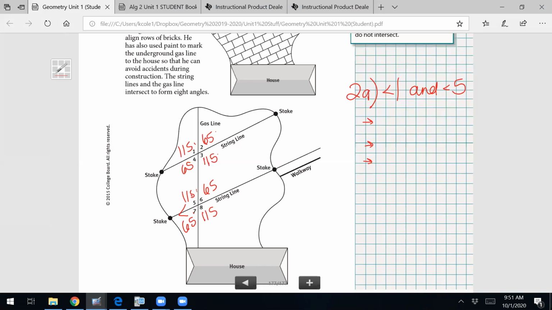Who corresponds to angle 2? Angle 6, because it is the top right. Top right. Okay. Who corresponds with angle 7? Good. Those are the bottom left. And who corresponds with angle 8? 3. Everybody understand corresponding angles? Same spot, just on the different set of angles.